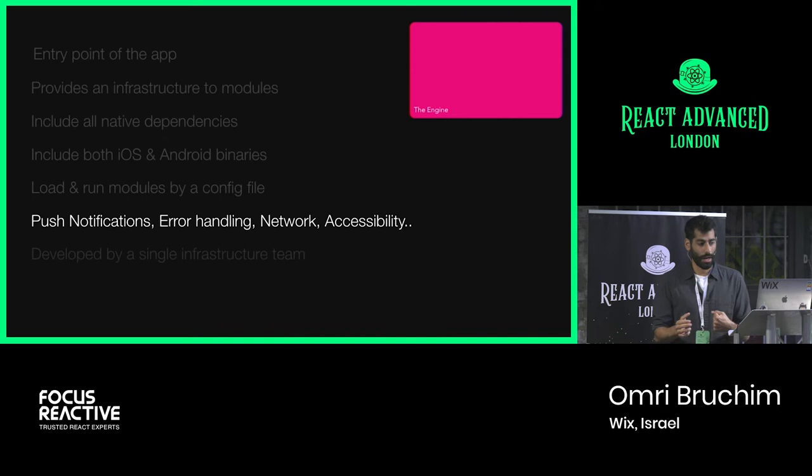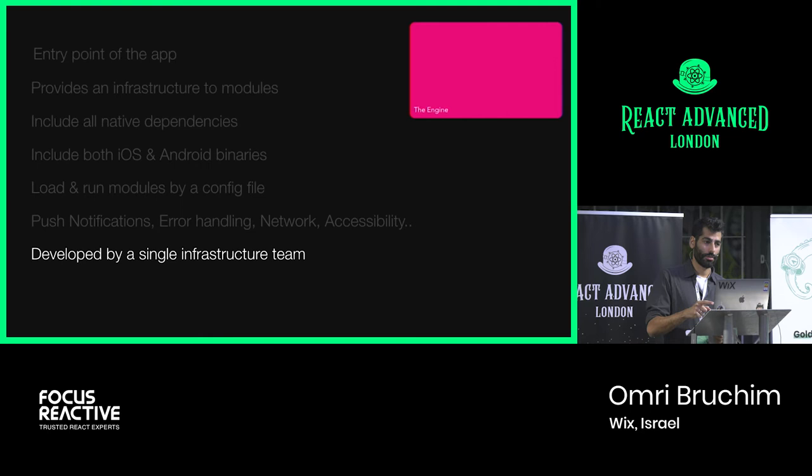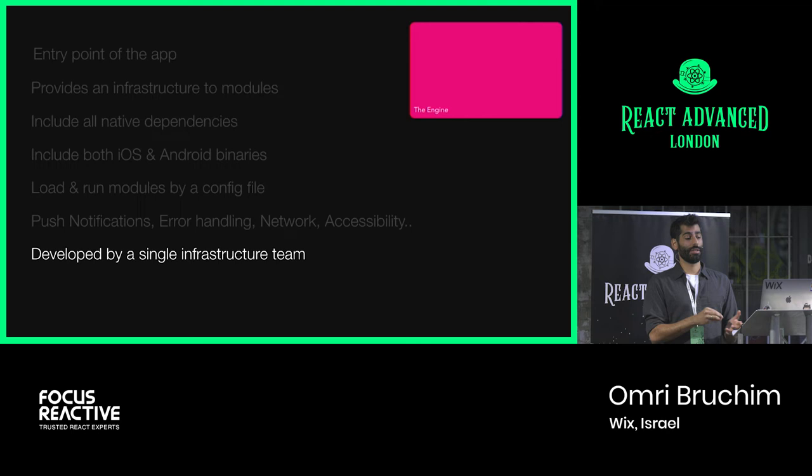And the engine is very important. Most of the companies are like this, but not the same. But the infrastructure is developed by a single infrastructure team. This team includes native developers, strong ones, and it's not necessary to have native development in the teams. They can be web.